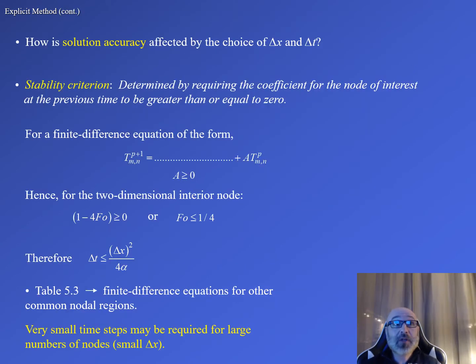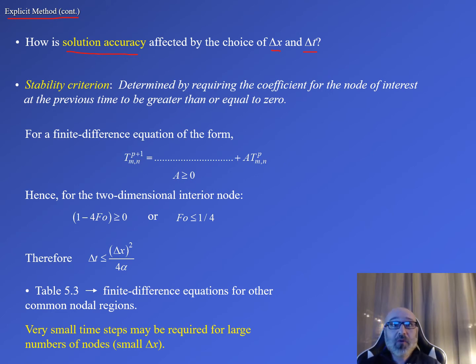So continuing on with our explicit method here, we want to ask ourselves now, how is the solution accuracy going to be affected by our choices for that delta x and our delta t? Well, thinking back to how we looked at the nodal network before, the finer the grid, the more accurate it is. So the smaller our delta x is, that small step in between, the spacing between our nodes, then that's going to make it more accurate.